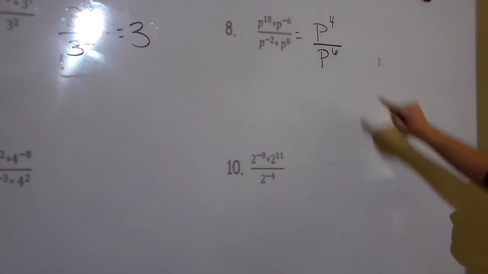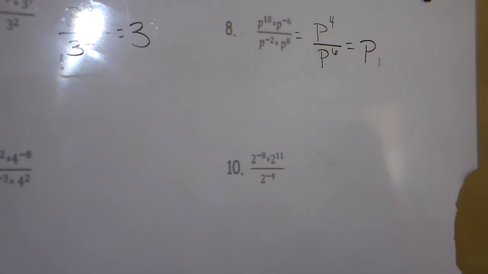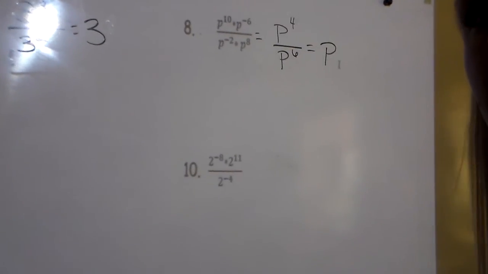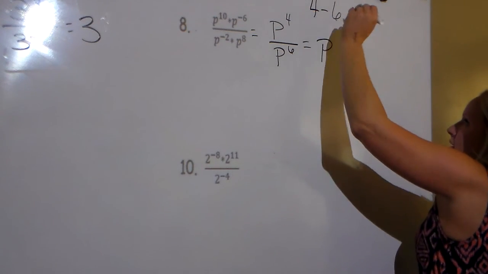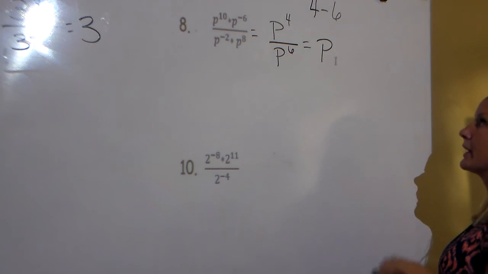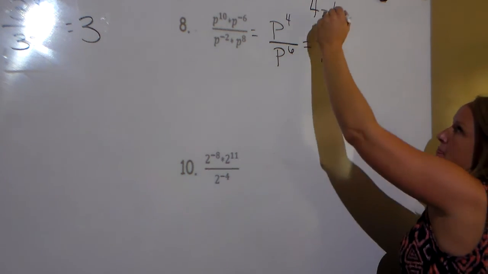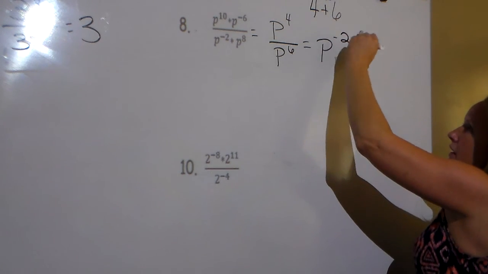Division, let's subtract them. So p is still my base. I want to make sure I'm still on the screen here for you guys. Yeah, there you go. 4 minus 6. Well, if I have 4, I can't give away 6. So I know my answer is going to be negative. Change it to plus a negative 6. So I have negative 2.